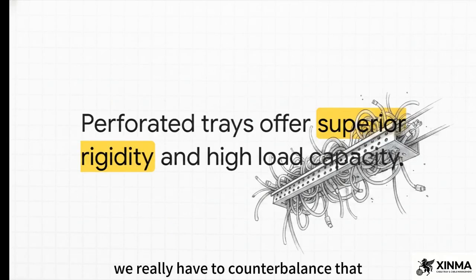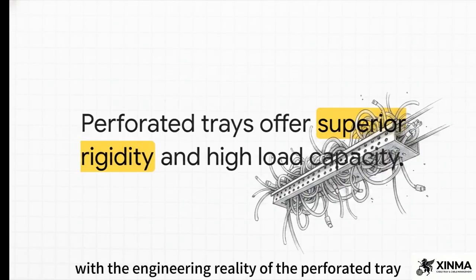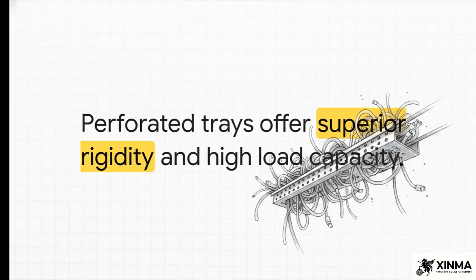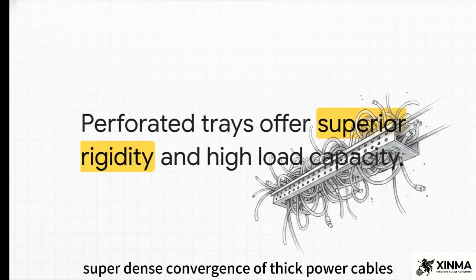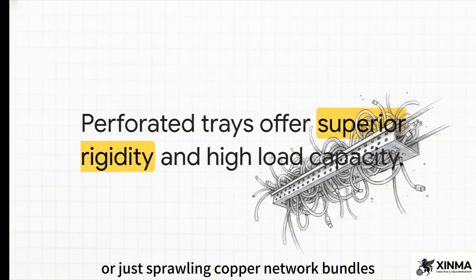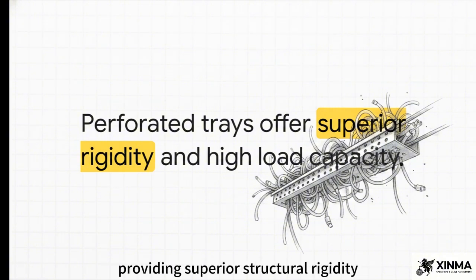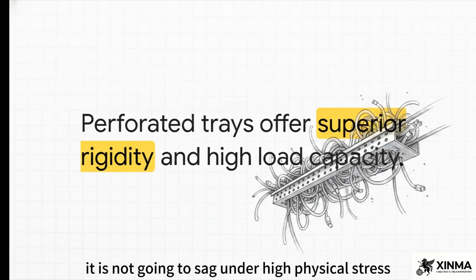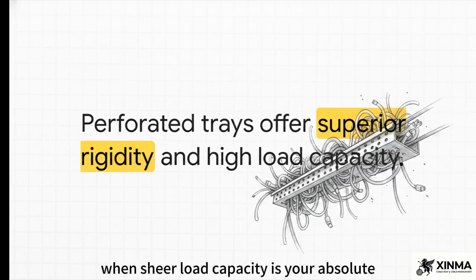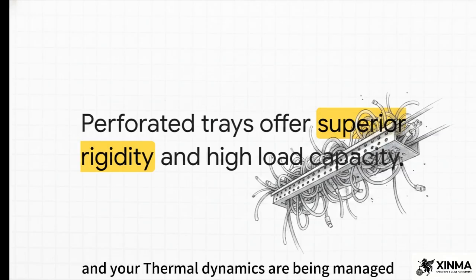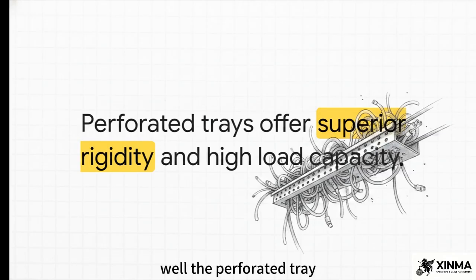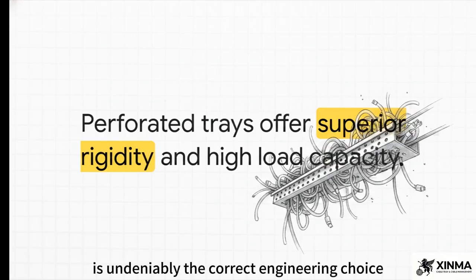But we really have to counterbalance that with the engineering reality of the perforated tray. Because what happens when you've got an absolutely massive, super dense convergence of thick power cables or just sprawling copper network bundles? That's where the perforated tray shines, providing superior structural rigidity. It is not going to sag under high physical stress. When sheer load capacity is your absolute primary concern and your thermal dynamics are being managed somewhere else, well, the perforated tray is undeniably the correct engineering choice.